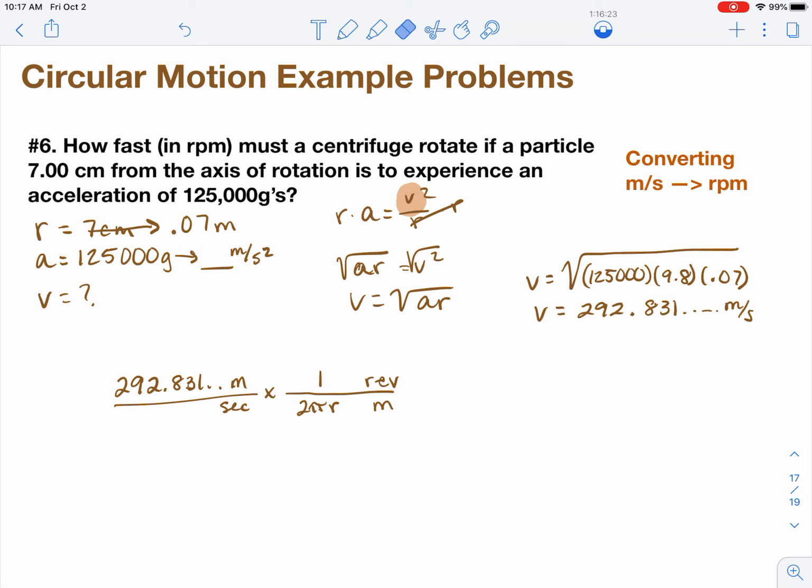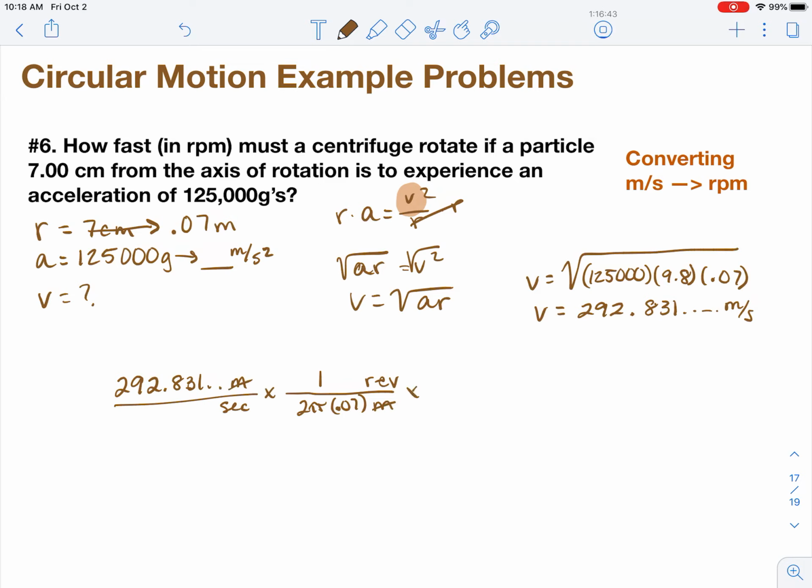Now, since we're actually converting a value here, I'm going to go ahead and replace my r with the 0.07 meters that we had in the original problem. So this is how I know that 2 pi r goes in the side with the meters, because my radius is in meters, and that's where the meters comes from. So my meters is going to cancel. It's going to leave me my distance in revolutions, and so now I need to convert my time in seconds.